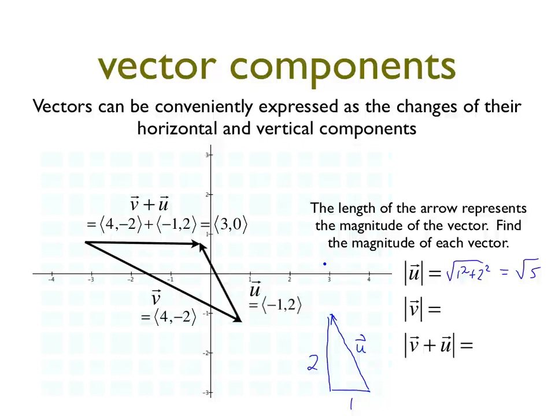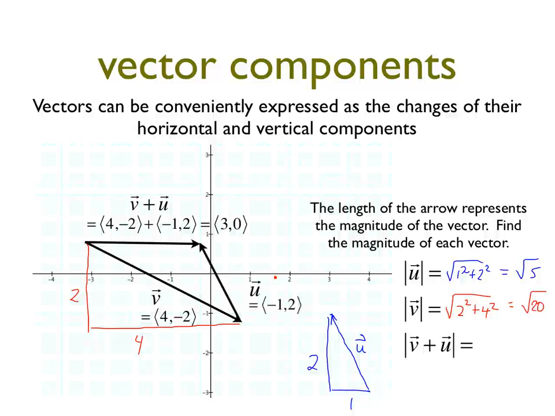What do you want? How'd you get that? I did the square root of the 2 squared plus 4 squared. Okay, so we can make a triangle out of that, and you did 2 over 4, and you did the square root of 2 squared plus 4 squared for vector v, and you got square root of 20. Does it make sense?